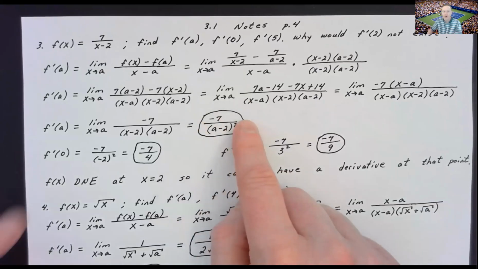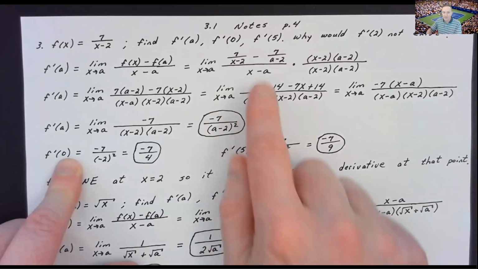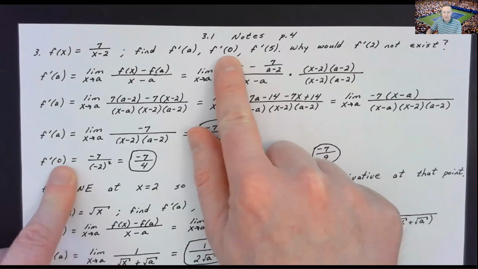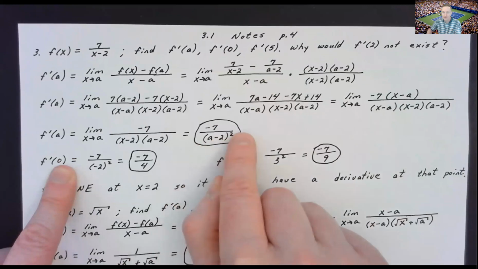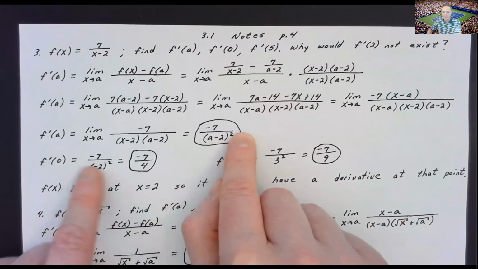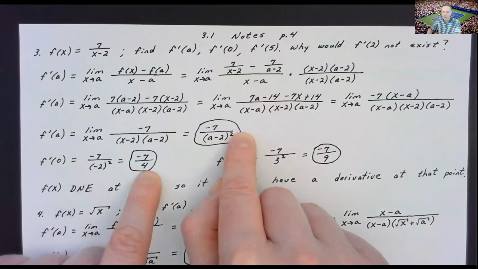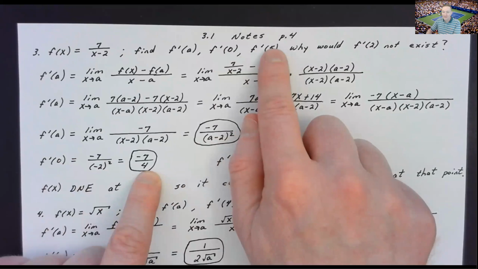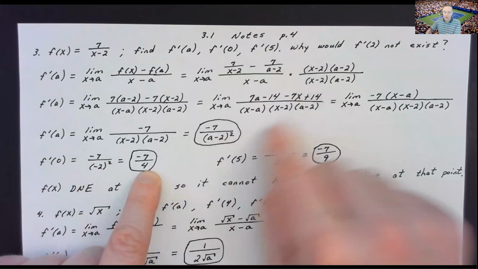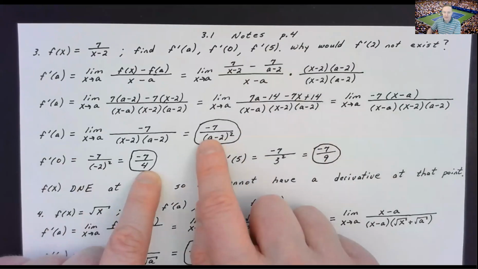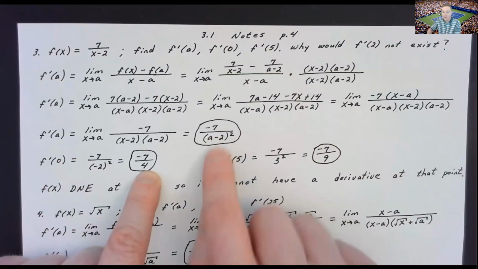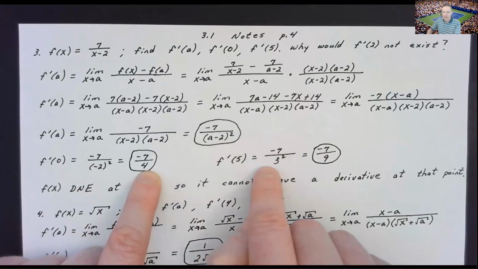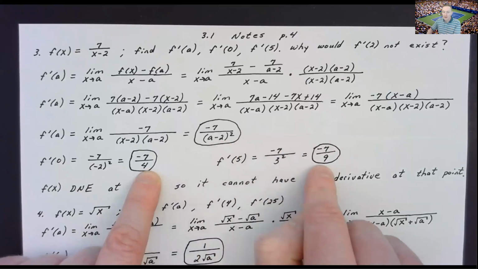Now, if I evaluated this derivative at 0, this is just going to be -7 over -2 squared. That's going to be -7 over 4 because -2 squared is a +4. What if I evaluate it at 5? No big deal. If you plug a 5 in there, your denominator is going to be 5 minus 2 quantity squared, which is 3 squared, 9. Your answer is going to be -7/9.